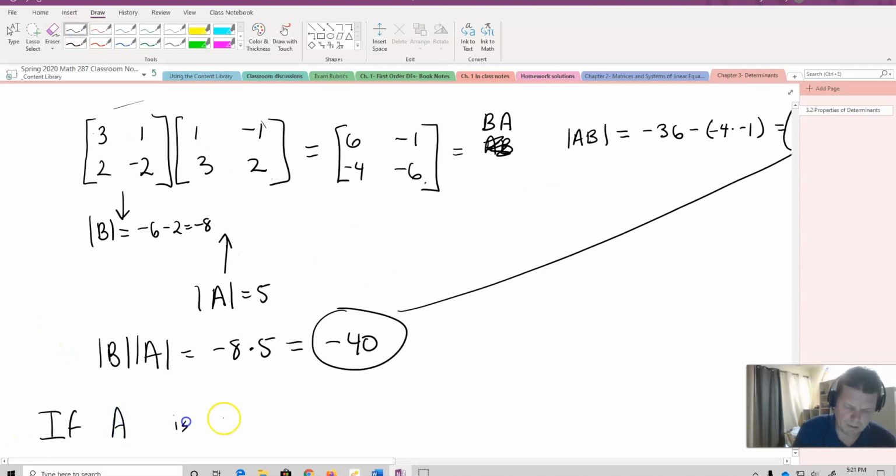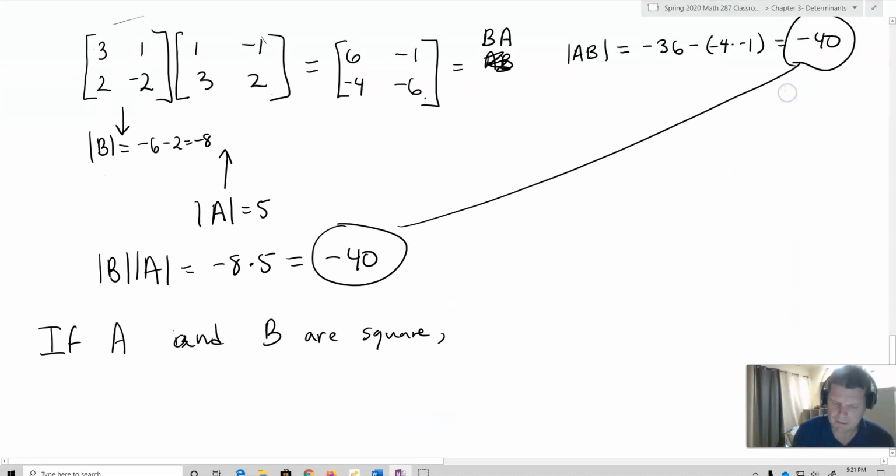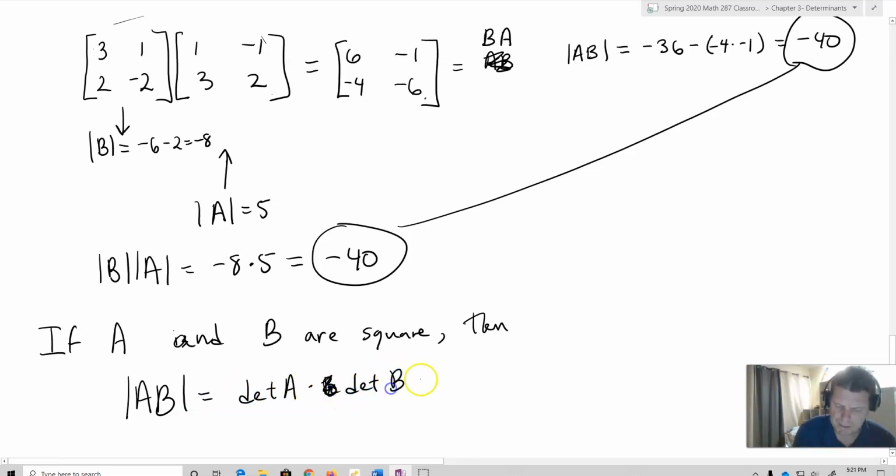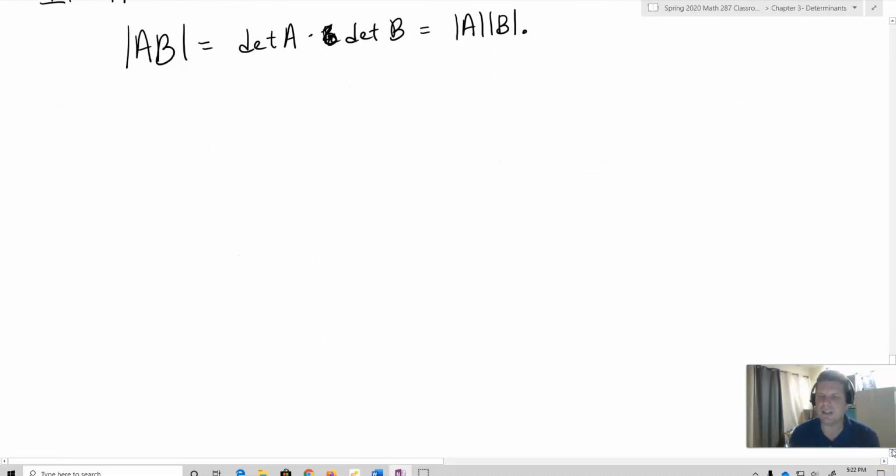If A and B are square, and this is really important, because if A and B are not square, then we can't take the determinant, then the determinant of AB equals the determinant of A times the determinant of B. Sweet. That's great. So that's nice to know. Given that that's the case, we now can use that for the work that we did with the permutation matrices.